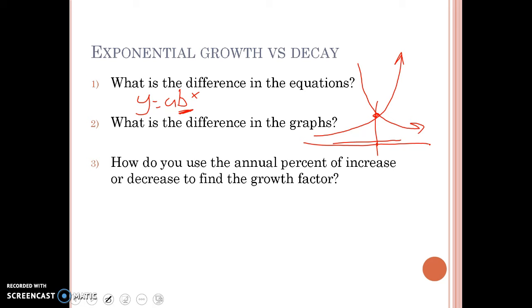And then, how do the annual percent of increase or decrease help to find the growth factor? If it's a 20% increase, the growth factor, well, that's the b value, would be 1.20 because it's 20% bigger than 100%. If it's a decrease of 20%, then it would be 0.80 because it's 20% less than 100%. And that's the main difference between exponential growth and decay and how we can tell the difference.